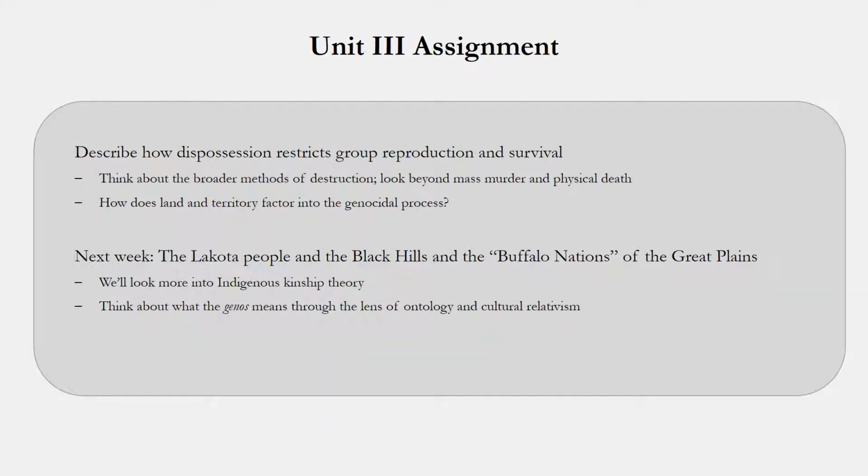So, in conclusion, this really touches upon our primary learning objective for Unit 3, to describe how dispossession restricts group reproduction and survival. Next week we'll touch upon these very issues when we look at the Lakota people and the Black Hills, as well as the so-called Buffalo Nations of the Great Plains. We'll elaborate some key points we hit upon here, like indigenous kinship theory, so you should see some very important overlaps for your upcoming synthetic paper.